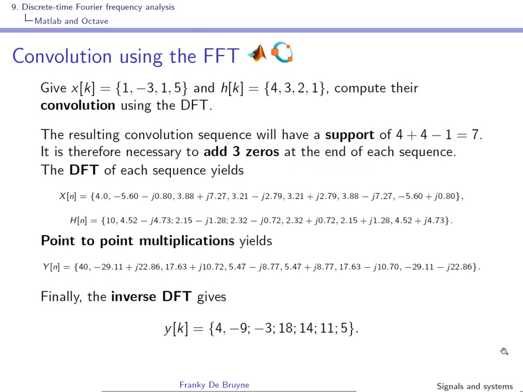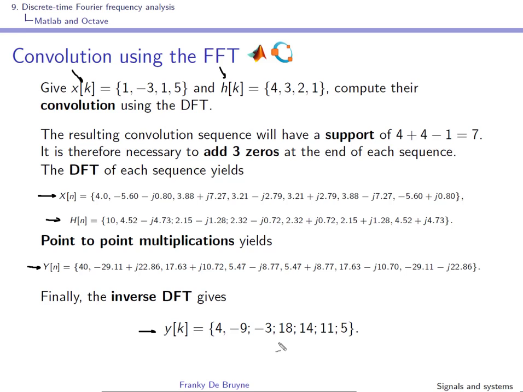So here are those two sequences, xk and yk. The DFT is taken, so this is what you will obtain, Xn and Hn. And of course, these two sequences are sequences of complex numbers. In the frequency domain, this convolution simply becomes a point-wise multiplication. We do this, and then we do the inverse DFT, and this is what you obtain.